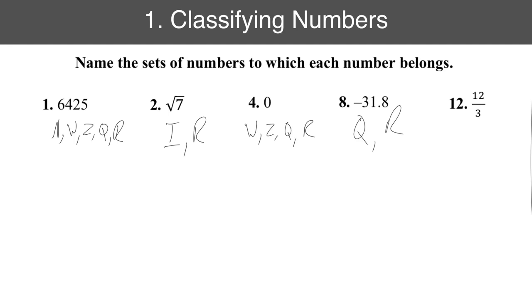Finally, we have a fraction, 12/3. Now, when I went through all those classifications, you didn't see anything about a fraction in there. So the first thing you have to do is divide 12 by 3. 12 divided by 3 would be 4. And so then you would classify 4. And just like over here with 6,425, 4 is just a regular number, so it would be an N, W, Z, Q, R.